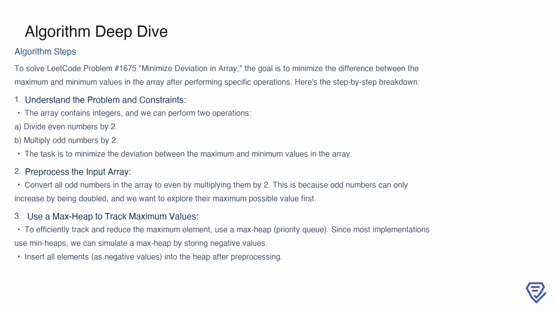To begin, we pre-process the array by converting all odd numbers to even. This is because odd numbers can only increase when doubled, so converting them to even helps us explore their maximum potential values first. Once the pre-processing is complete, we use a max heap to efficiently track and manage the largest value in the array. Since most heaps in programming libraries are implemented as min heaps, we simulate a max heap by storing negative values.